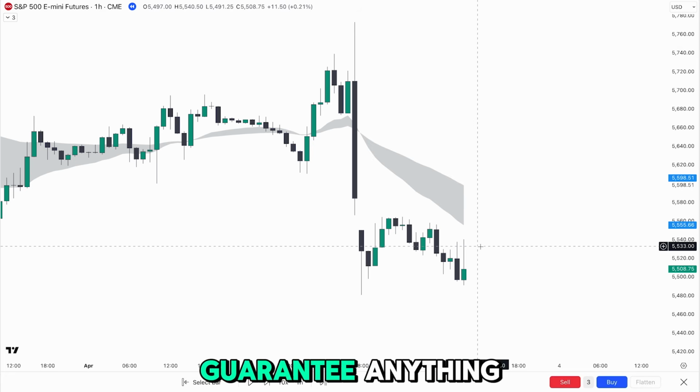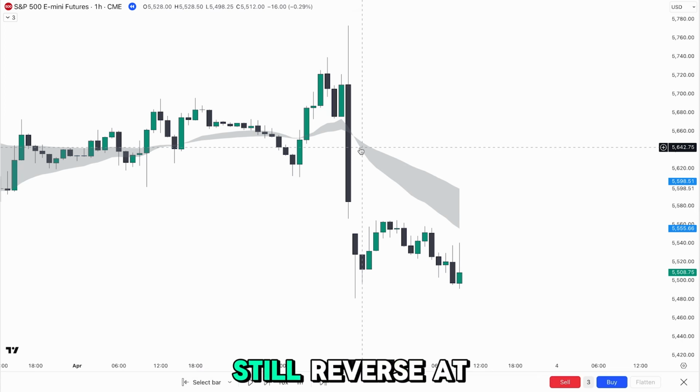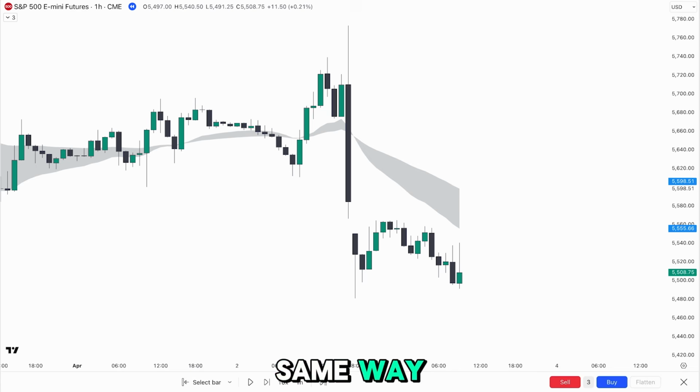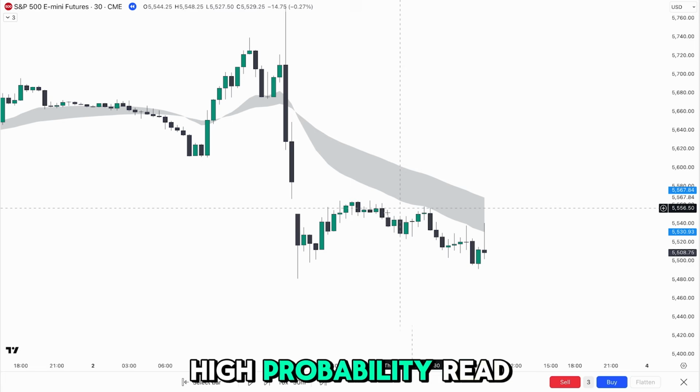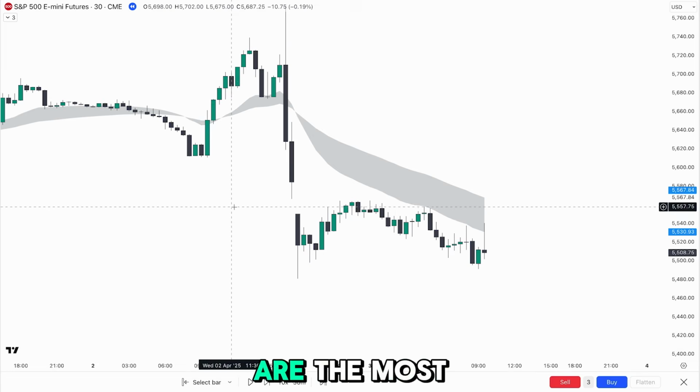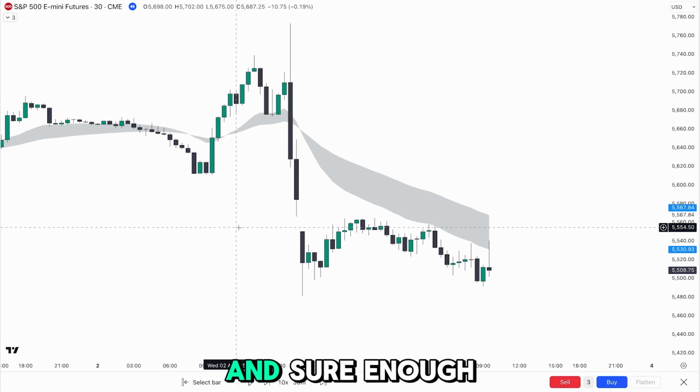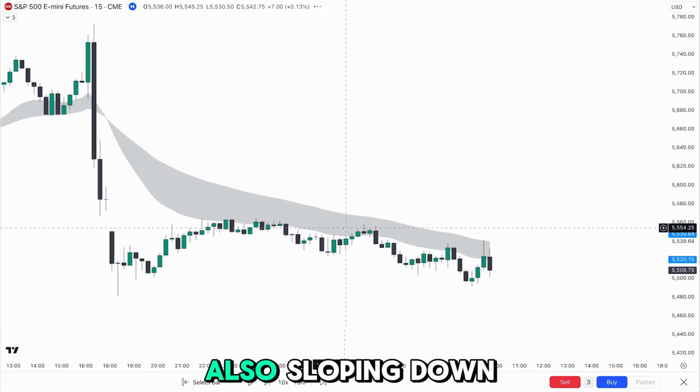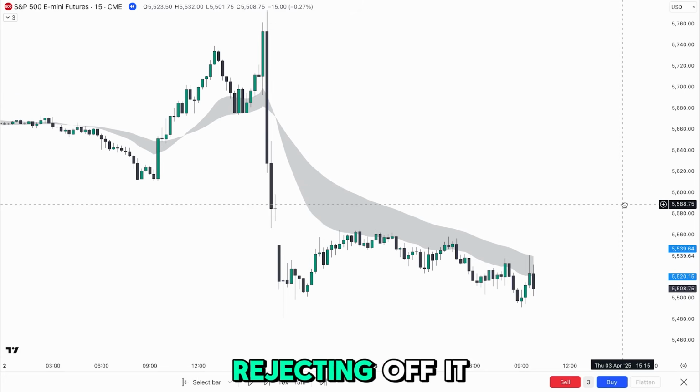Now this doesn't guarantee anything. The price could still reverse at any point. But when the trend and momentum both point the same way, that's usually a high probability read. Trend and momentum are the most powerful forces in the market. And sure enough, the 30-minute cloud here is also sloping down, and price keeps rejecting off it.